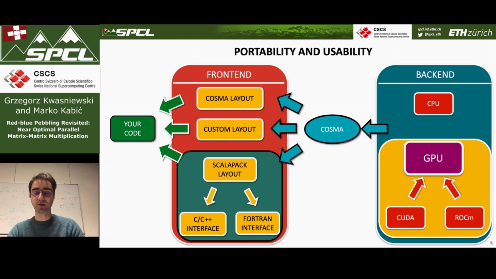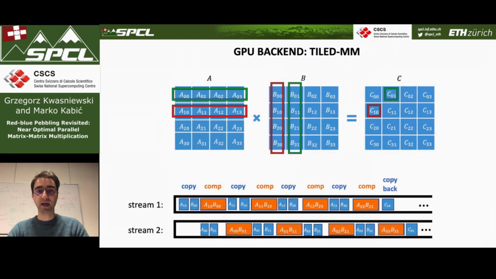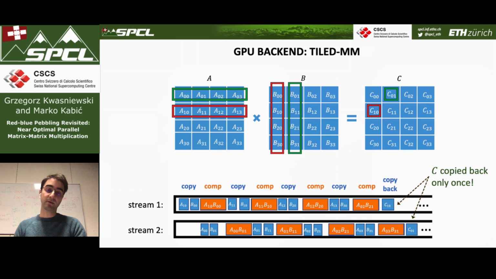Now let's see how the GPU backend works. Our GPU backend is called TiledMM, and it is a simple tiling algorithm. Tile by tile is sent to the GPU, the computation is performed, and the result is sent back to the CPU. Here there are two things we should keep in mind. First, we really want to copy C only once, so we want to copy the result back from the GPU only once. We want to reuse as much data on the GPU as possible.